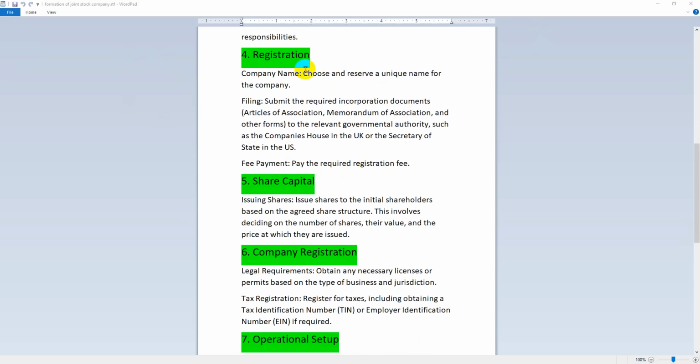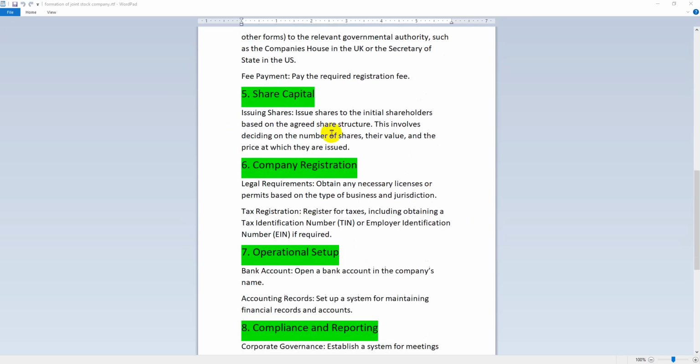Number four is registration. Company name: choose and reserve a unique name for the company. Filing: submit the required incorporation documents, articles of association, memorandum of association and other forms to the relevant governmental authorities, such as Companies House in the UK or the Secretary of State in the US.